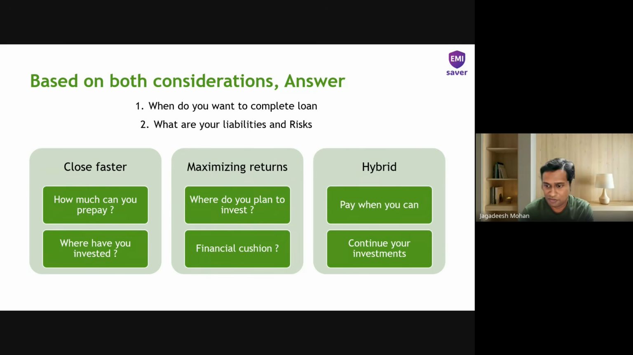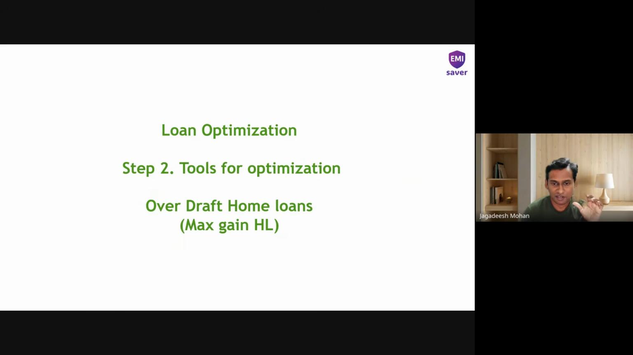There could also be a third approach where you can say, you know what, sometimes I'll have bonuses, I will prepay, otherwise I'll just be on a good path. That's also completely fine. So these are different approaches for solving the same problem, which actually, come to think of it, is peace of mind. You want to get to a place where you are comfortable, you can sleep peacefully at night. So with this, we'll talk about the tools for optimization of a loan.